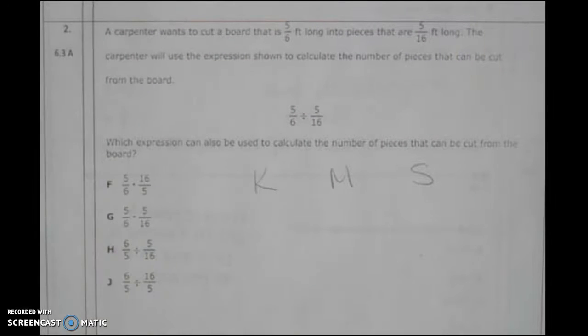Number 2. A carpenter wants to cut a board that is 5/6 feet long into pieces that are 5/16 feet long. The carpenter will use the expression shown to calculate the number of pieces that can be cut from the board. 5/6 divided by 5/16. Which expression can also be used to calculate the number of pieces that can be cut from the board? Your hint is KMS. Don't forget to pause to do your work.